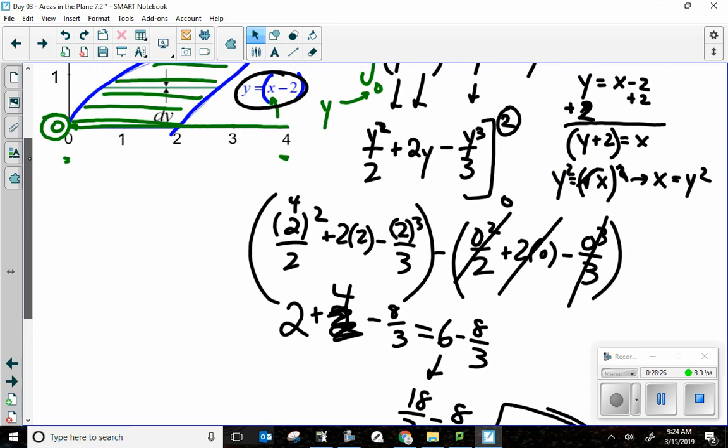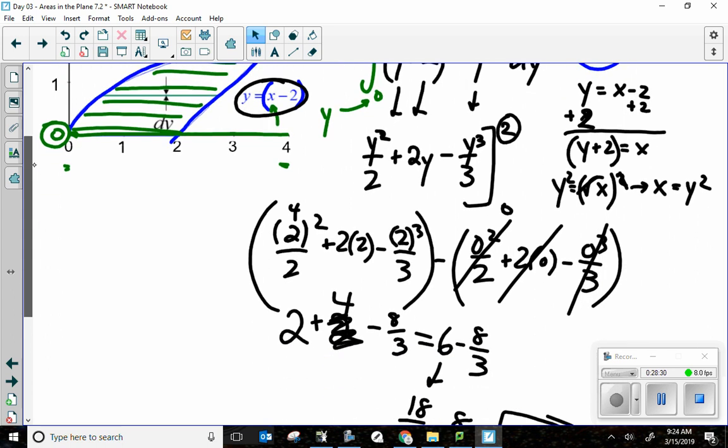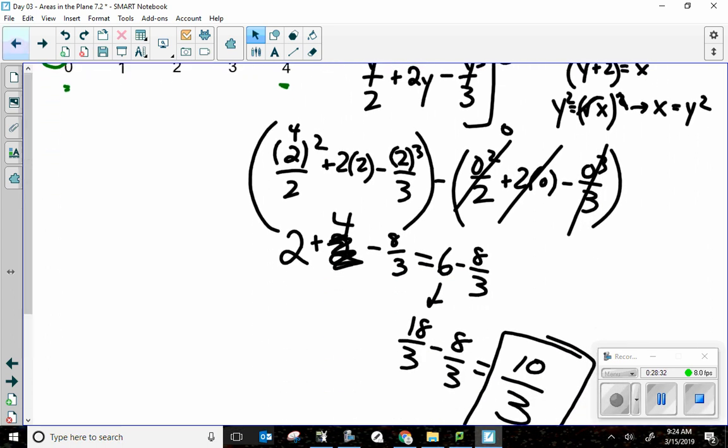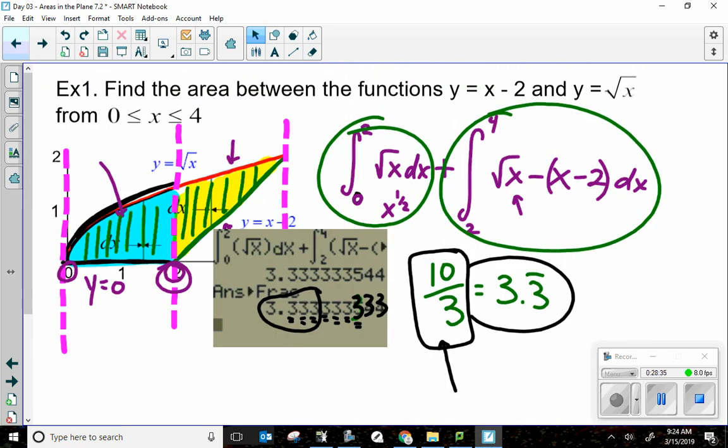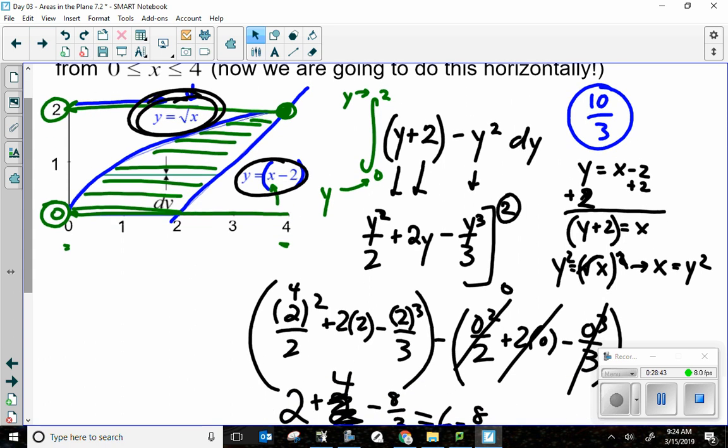If I didn't have a calculator, this method was a million times easier to integrate than the other one would have been. In fact, now I kind of wish I showed you all the hard work I had to do in the integration process. What made this difficult? This is new, doing it horizontally.